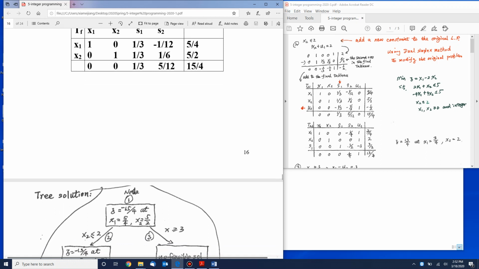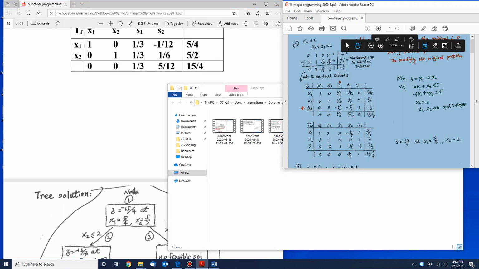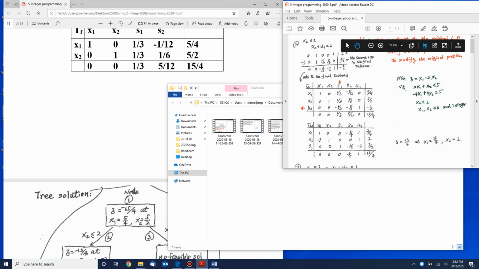And then we start working on x2 less than or equal to 2. For x2 less than or equal to 2, we add a slack variable.